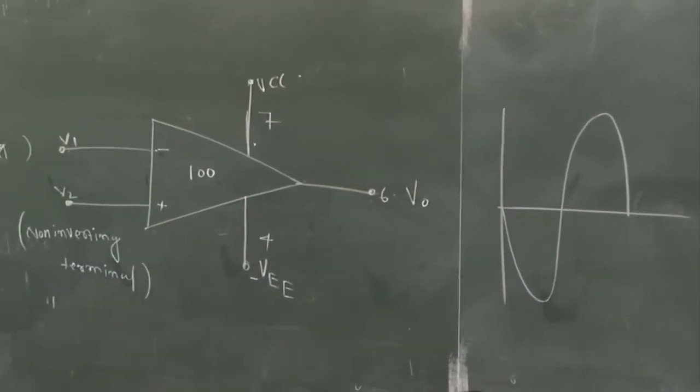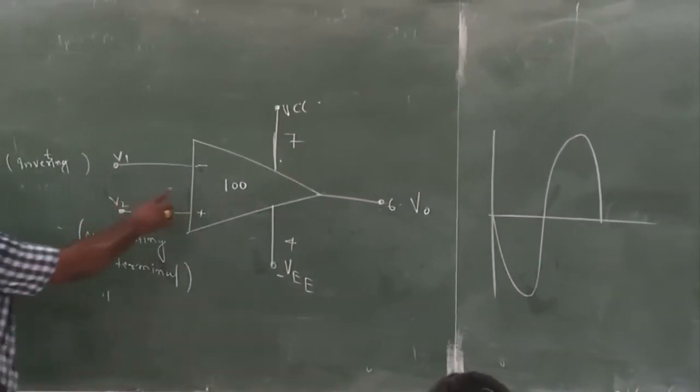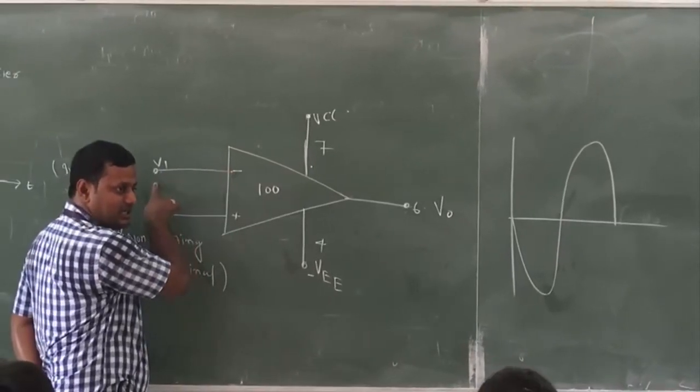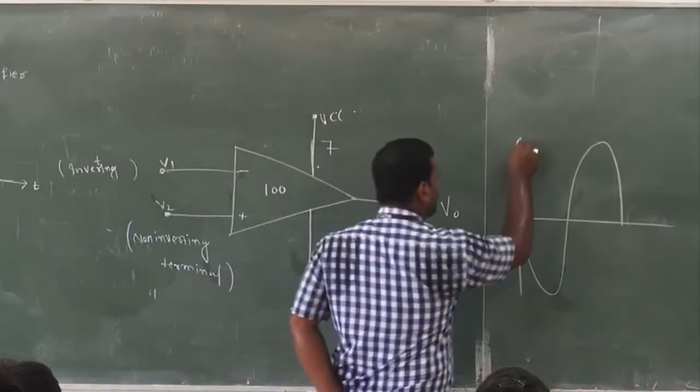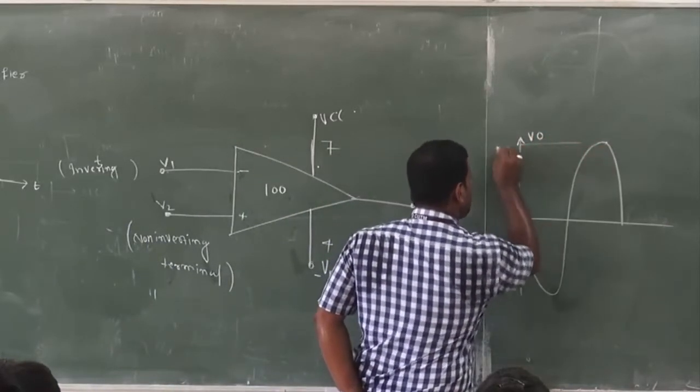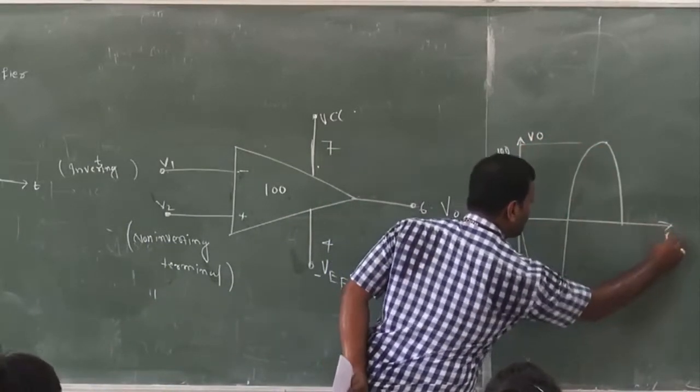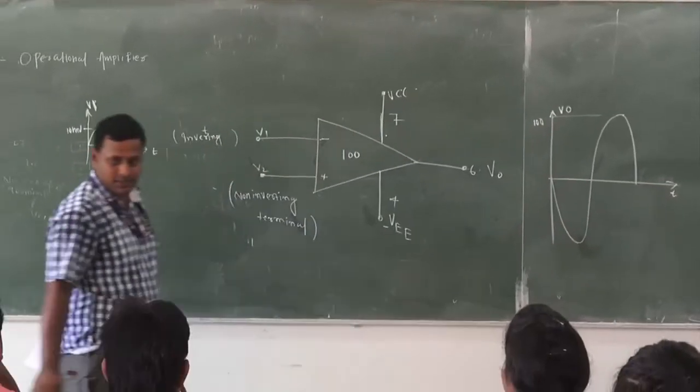Clear? As I am applying my signal with the minus sign, I am going to see the output waveform V0, which is equal to around 100 times, but with a 180 degree phase shift. Right?